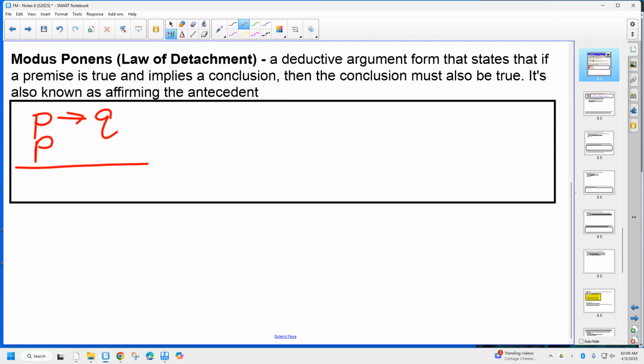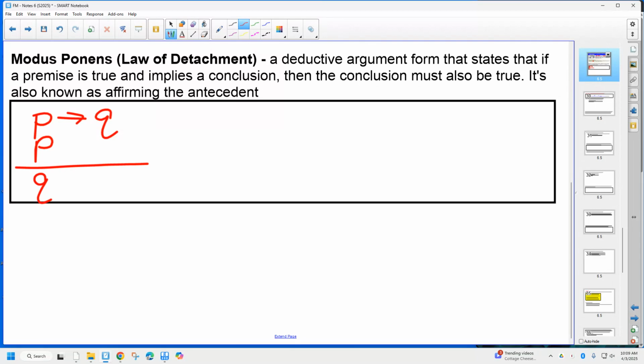Think about it, something like this. If she eats potatoes, then she's the queen. And then the second line of that, she eats potatoes. So think about the conclusion we could make from that. If she eats potatoes, then she's the queen, and then we tell you that she eats potatoes, we can conclude that she's the queen. That form right there is called Modus Ponens.